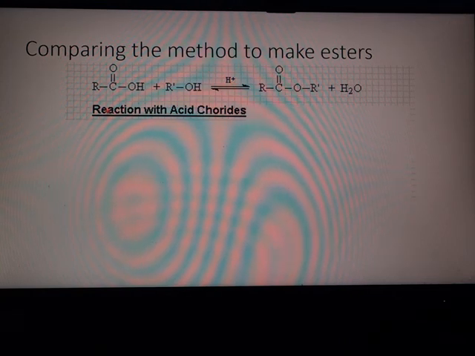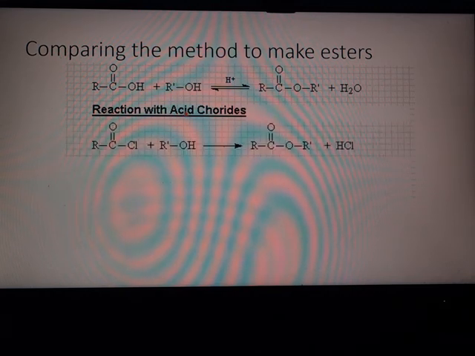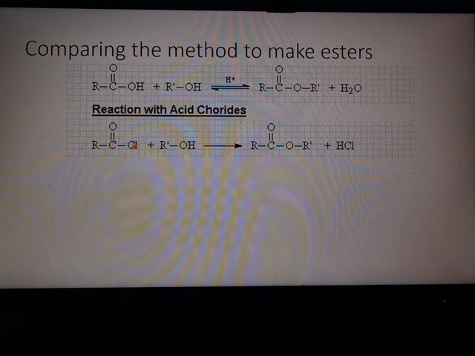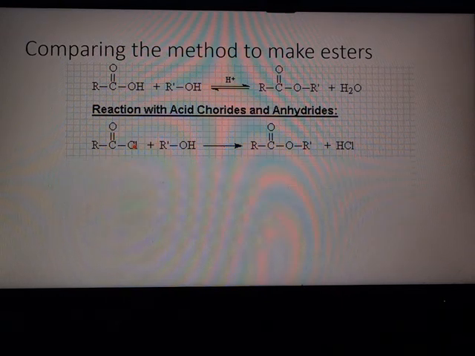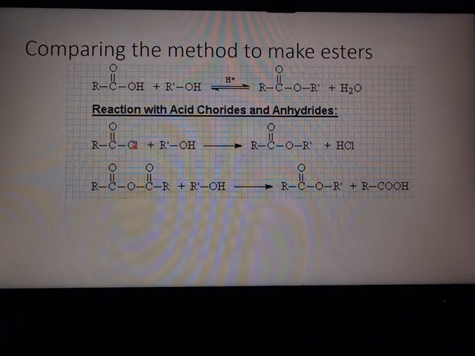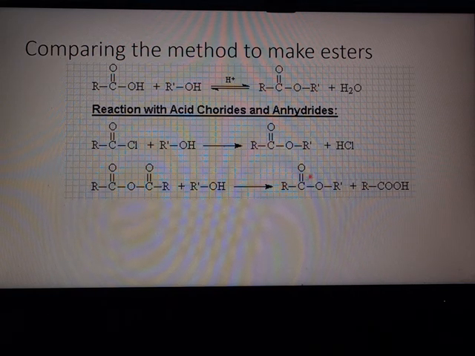Another method is to use acid chlorides or acyl chlorides, as they are called, and this time it's an irreversible reaction, and the byproduct is hydrogen chloride or the hydrogen halide, depending on whether it's bromide or iodide. Okay. And the other reaction you can use is the anhydride, the acid anhydrides. So this one also is irreversible. You get your ester and you get the carboxylic acid.